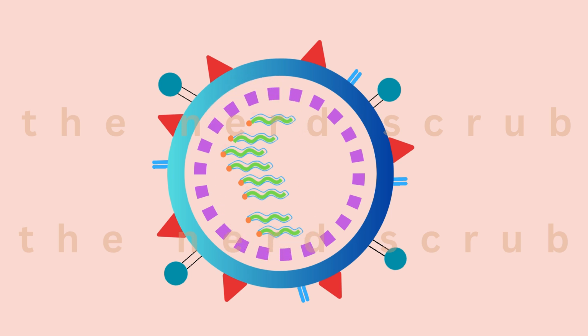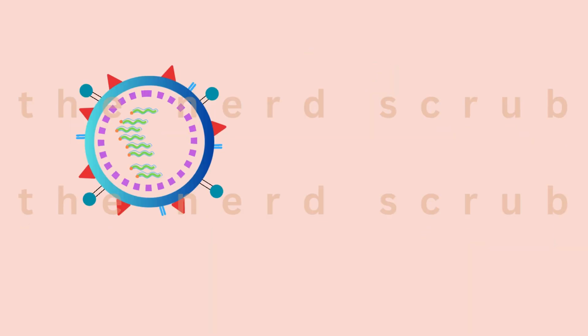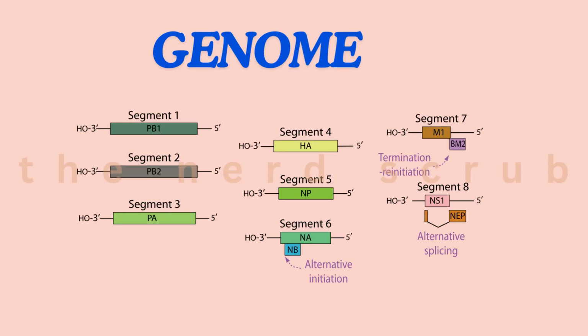On the surface of the influenza virus, there are 2 major glycoproteins, HA and NA, which are essential for infecting the host cells. Inside the virion, the RNA segments are bound to the nucleoproteins and associated with RNA polymerase complexes. Now let's take a look at the influenza virus genome.